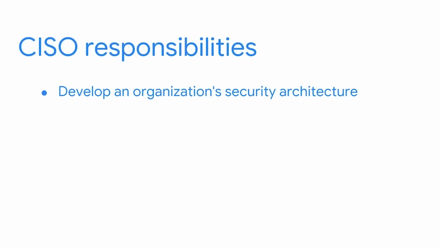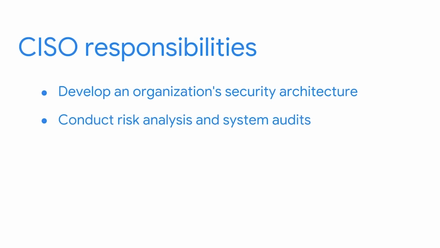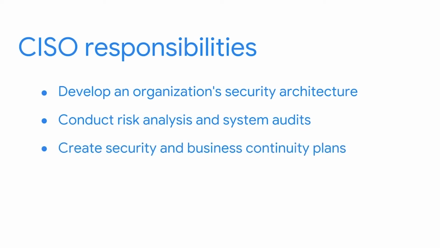Another stakeholder with an interest in security is the Chief Information Security Officer, or CISO. CISOs are high-level executives responsible for developing an organization's security architecture and conducting risk analysis and system audits. They're also tasked with creating security and business continuity plans.